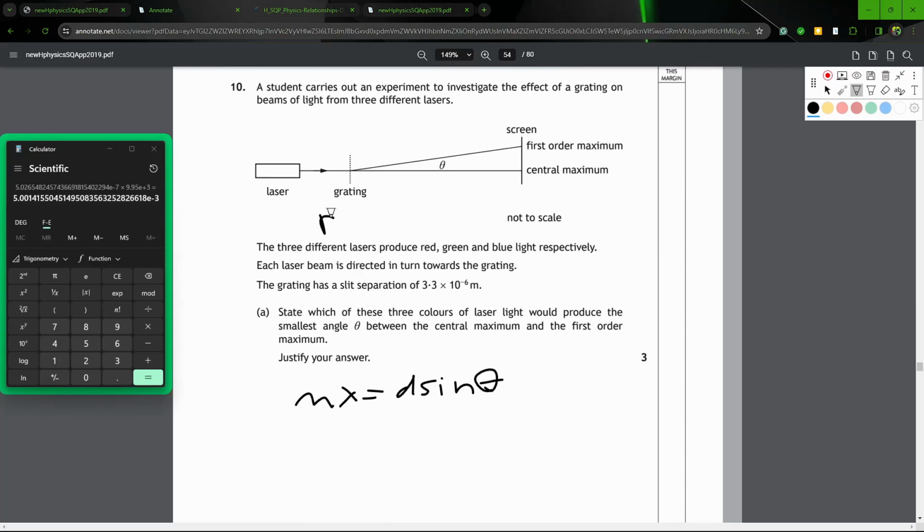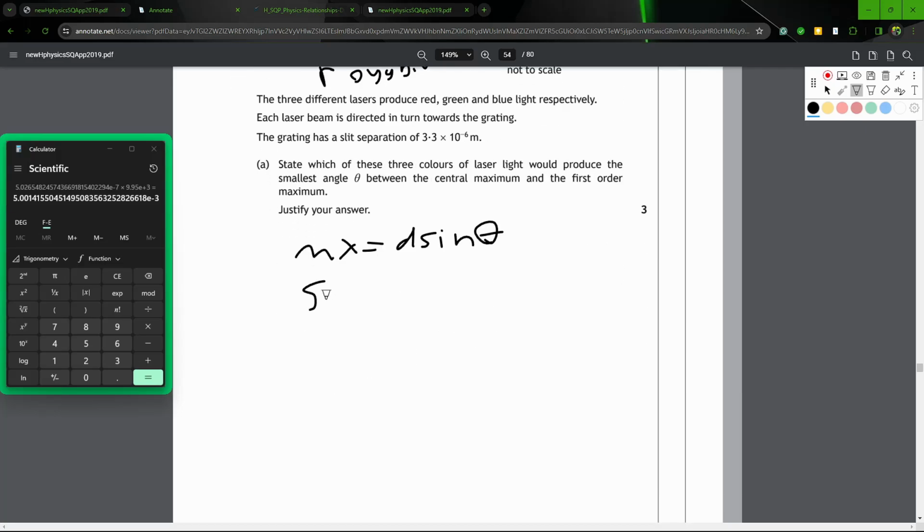Because you have ROYGBIV, and over this way is decreasing wavelength. So that means that in this set, blue is the lowest wavelength. So you want to be using blue light. We know that, but how are we going to describe it? You can say sine theta is proportional to lambda, because m and d both stay the same.